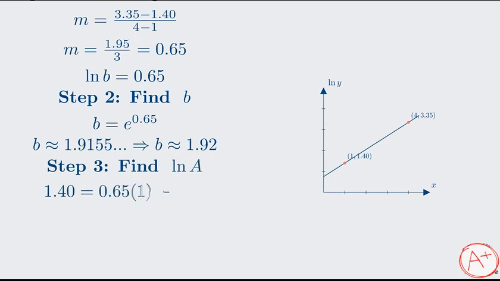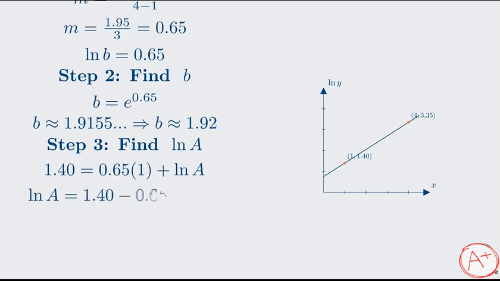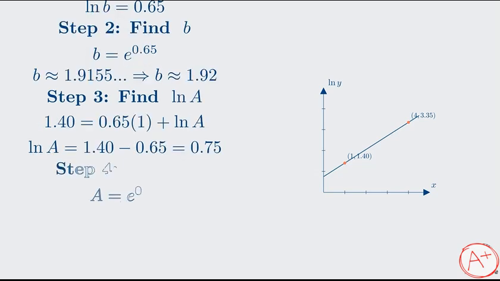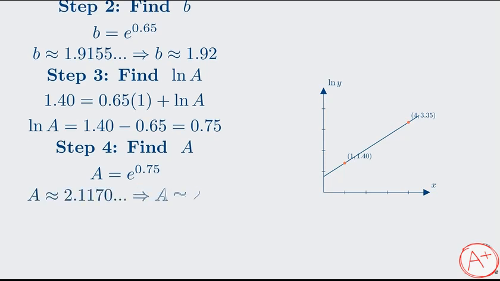Step 3. Find natural log a using the point 1, 1.40, and our gradient equation. Using the intercept equation, we find natural log a equals 1.40 minus 0.65, which is 0.75. Step 4. Find a. Taking the exponential gives a as e to the power 0.75. This is approximately 2.1170, rounding to 2.12 to 2 decimal places.